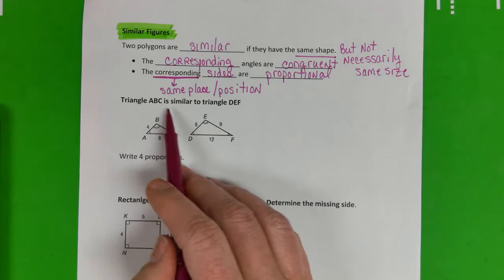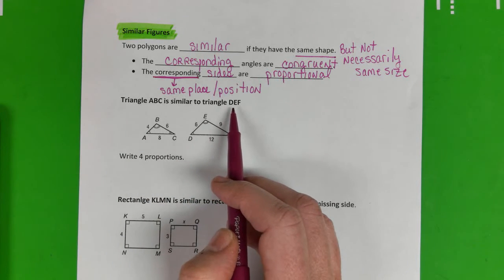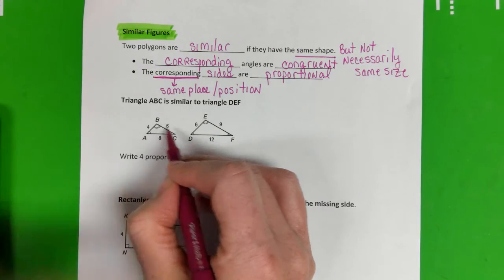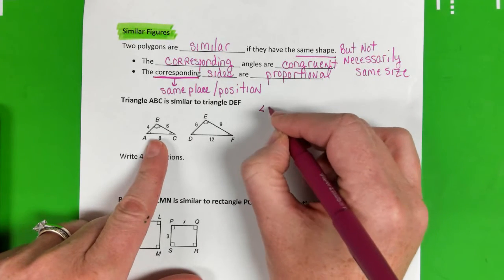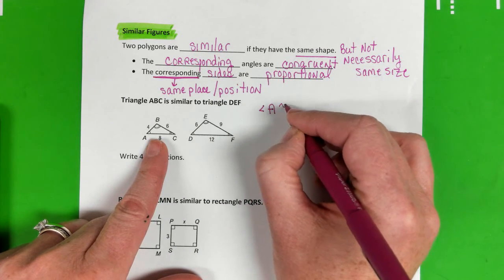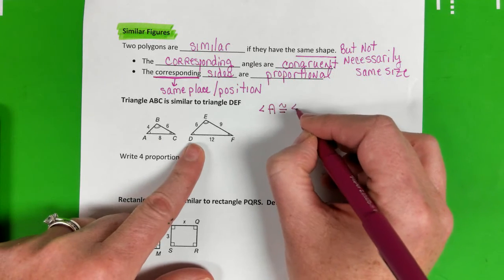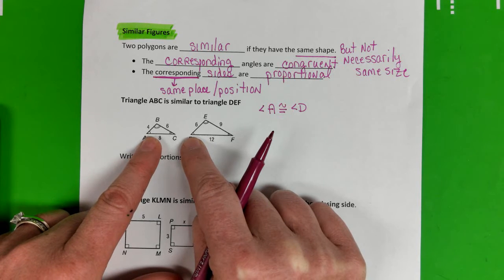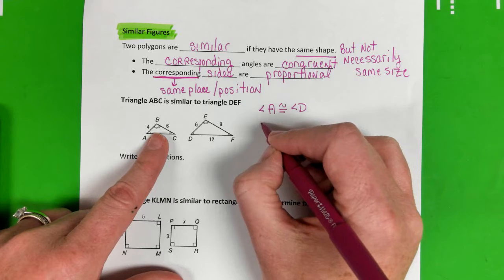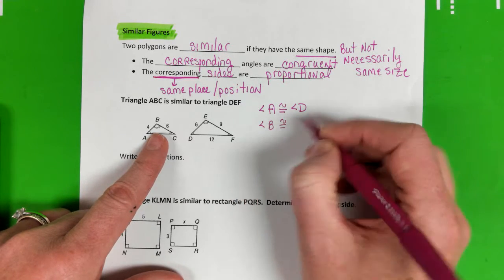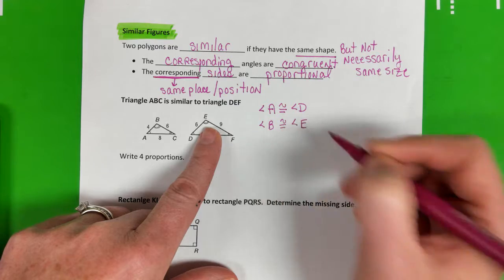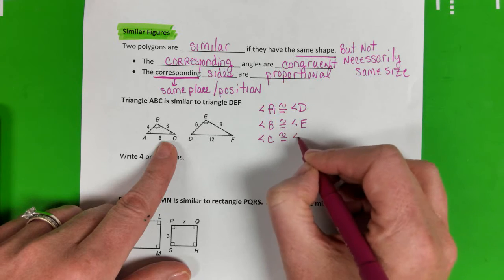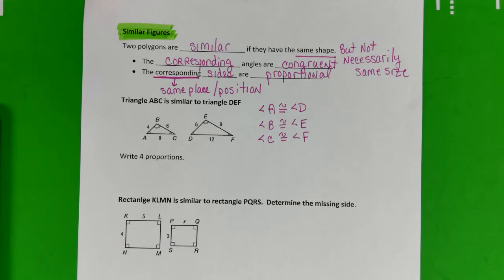Here it says triangle ABC is similar to triangle DEF. You see these little markings in here. Angle A is congruent or equal to angle D. That's what that little mark means, congruent or equal to, and because it has one mark, we know they go together. Angle B is congruent or equal to angle E. Do you see how they both have two markings in it? And then angle C is congruent or equal to angle F. That's really, really important. Okay?